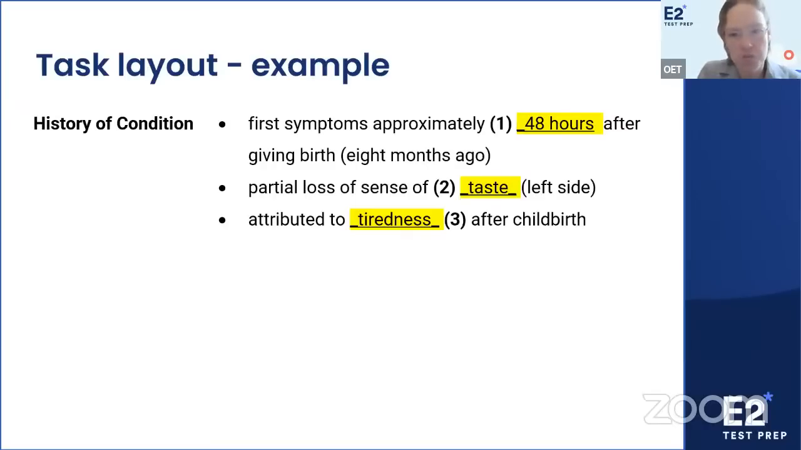So question one, first symptoms, approximately 48 hours after giving birth, 8 months ago. Question two is answered with taste, the partial loss of sense of taste. And there's the hint on the left side. And number three, attributed to tiredness after childbirth.